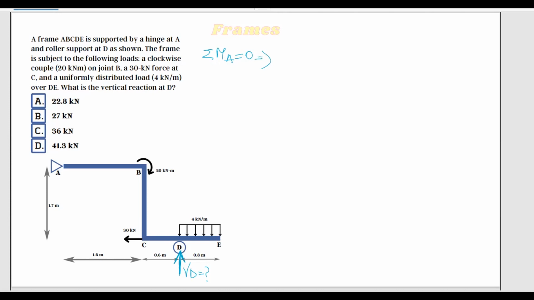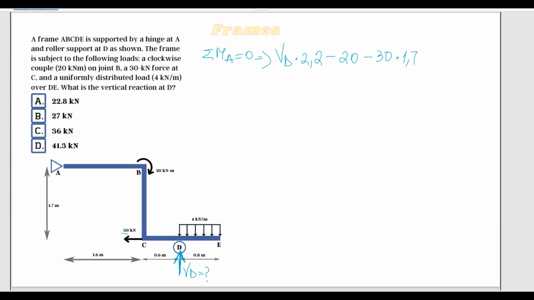And this is going to be equal to VD multiplied by the arm, which is 2.2 meters. So this is counterclockwise. Then minus, let's take the moment, 20 kilonewton meters. And then we also have clockwise minus 30. I'm taking this force over here, 30 kilonewtons multiplied by the arm, which is 1.7.